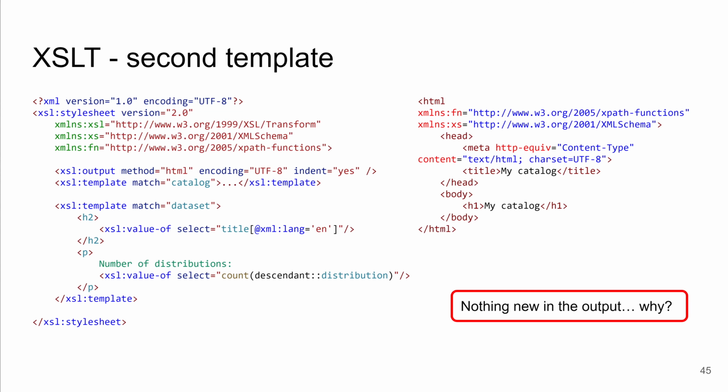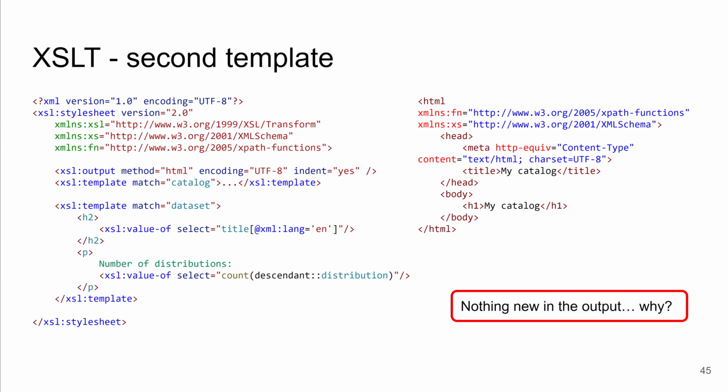And that catalog element got processed by the template that we have just seen. And then the output is outputted, and that's the end of it, because there is no other root element in the input, and therefore the XSLT transformation is finished by that. So the dataset template actually never got to be used. So we need to do something about that.